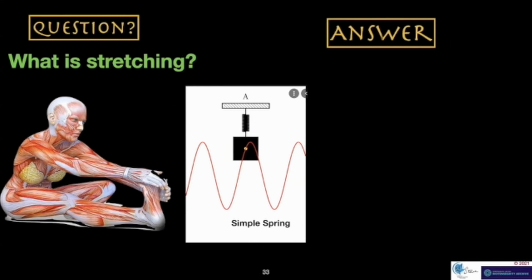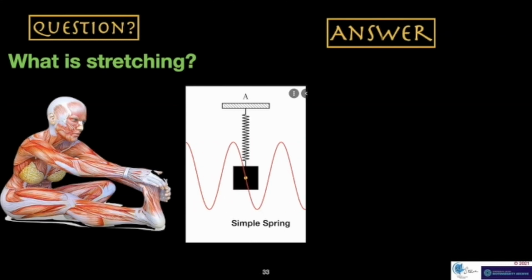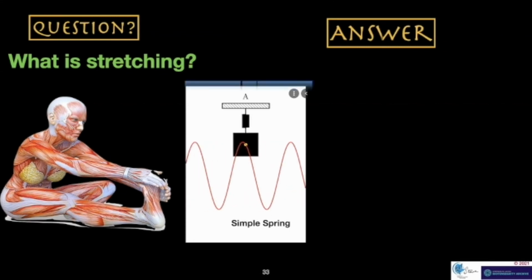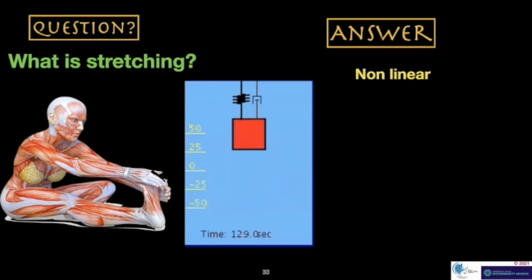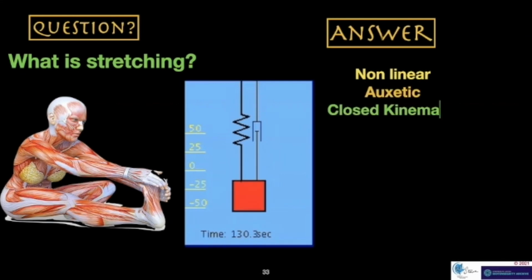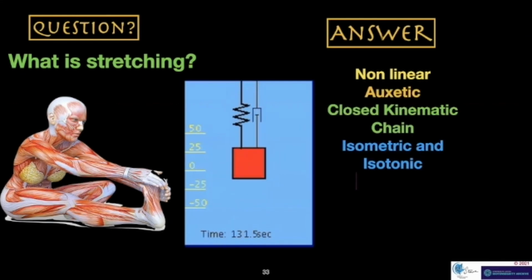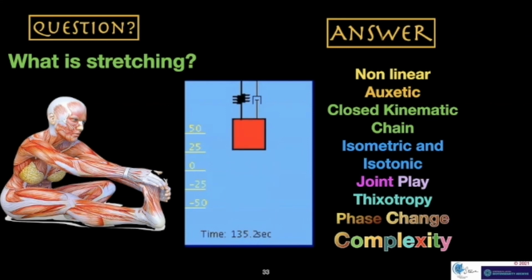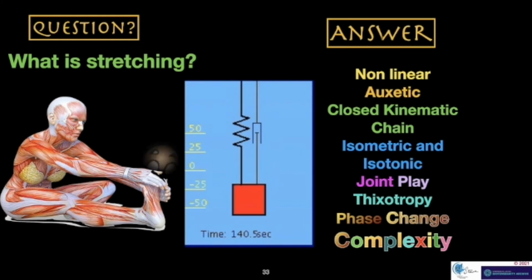Well, what is stretching? We're back with the simple spring concept. Is it that? Well, it's not. We know it's a more complicated system. The answer really is nonlinear, auxetic, closed kinematic chains, isometric, isotonic, joint play, thixotropy, phase change, complexity. I mean, it's a mixture of things. With a change in paradigm, the original question may lose meaning, and a plethora of new possibilities may present themselves.